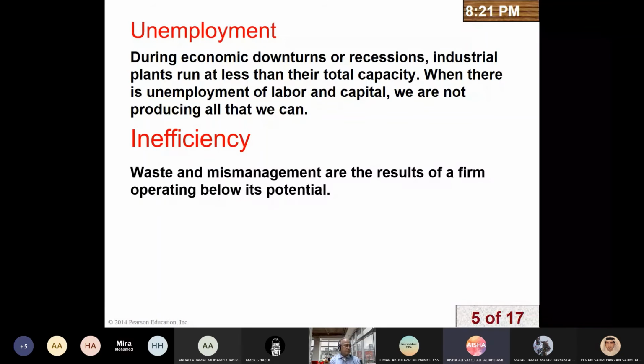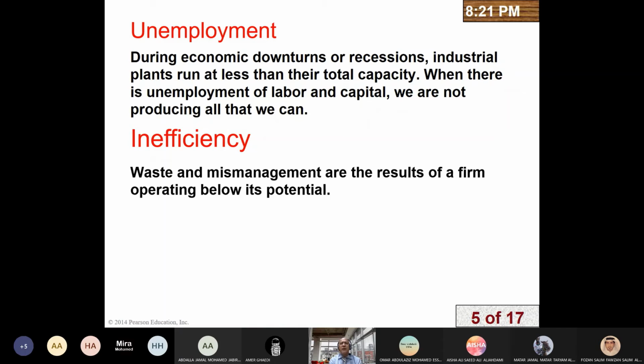Unemployment during economic downturns or recessions. In a recession, industrial plants run at less than their total capacity. When there is unemployment of labor and capital, we are not producing all that we can. Okay, so in a very simple way, what is unemployment? A portion of the labor force that is unemployed.